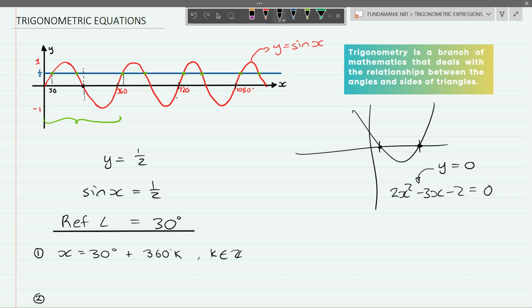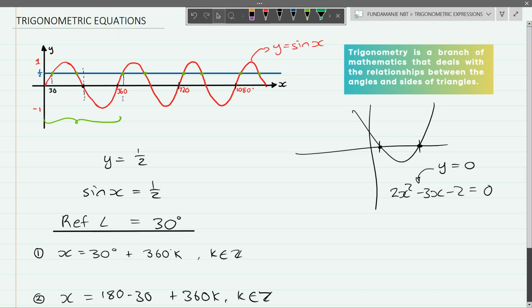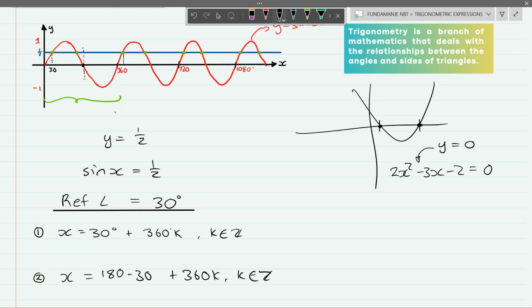And we know that in the second quadrant, sine is also positive, and in the second quadrant we have 180 minus 30. So we say 180 minus our reference angle plus 360k, where k is an element of all integers again. 180 minus 30 is just 150, so we write that as it is, plus 360k, where k is an element of all integers. Then this is it.